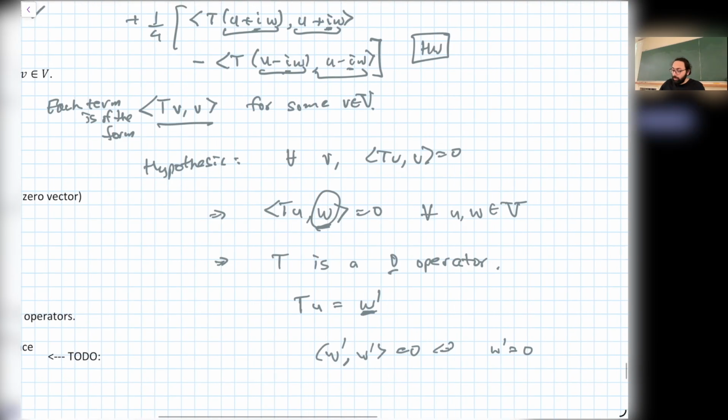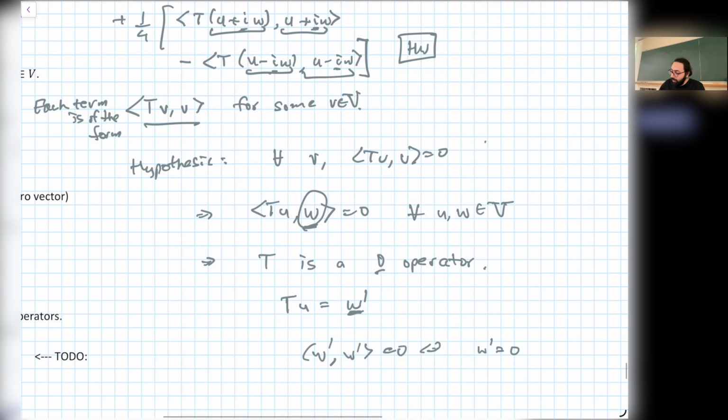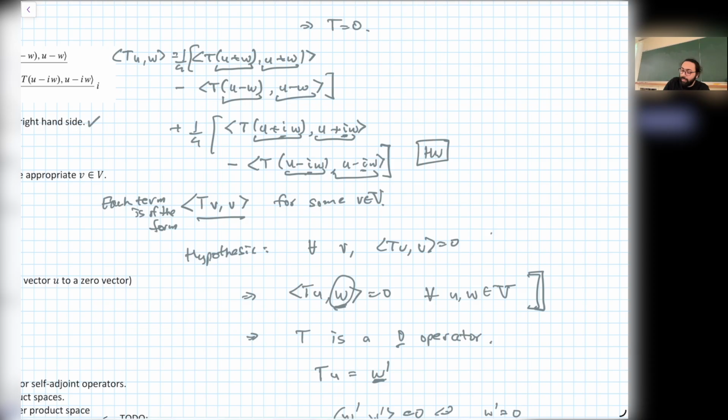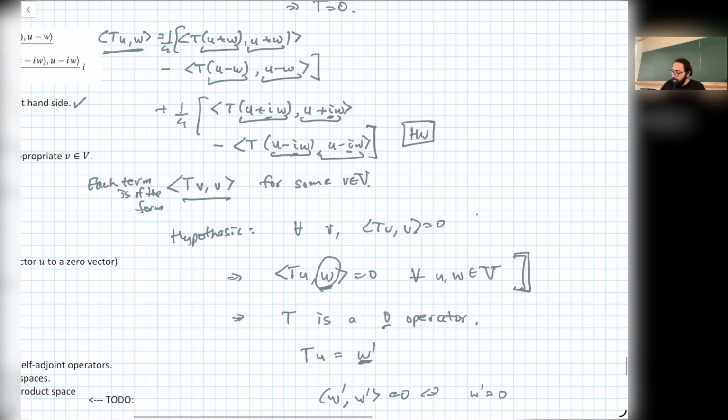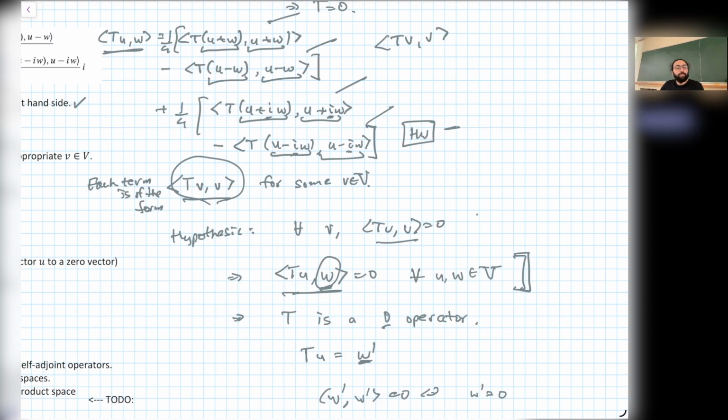So let's track back. Here we haven't done much. We just wrote down the expression for T(u,w). This expression is fine, right? Now, the hypothesis was saying that T(v,v) is 0 for all v's. So this expression must be 0, because each term in this expansion will become 0, since each of these terms is of the form T(v,v). So it's clear that T(u,w) will be 0.